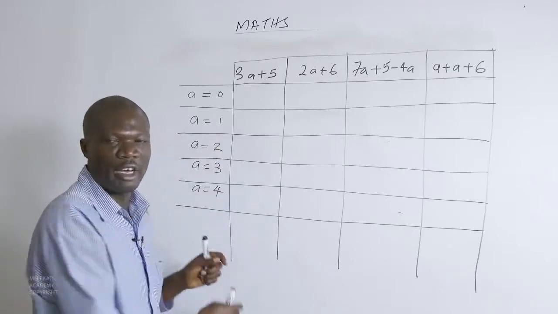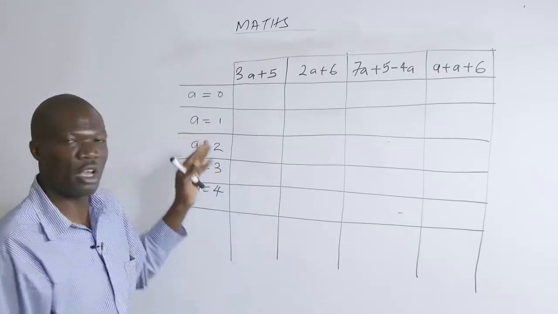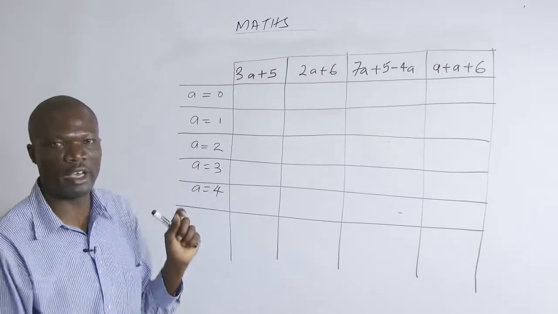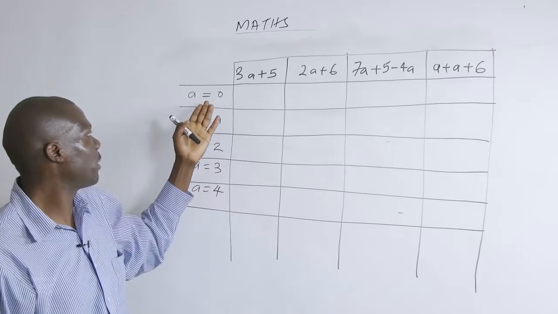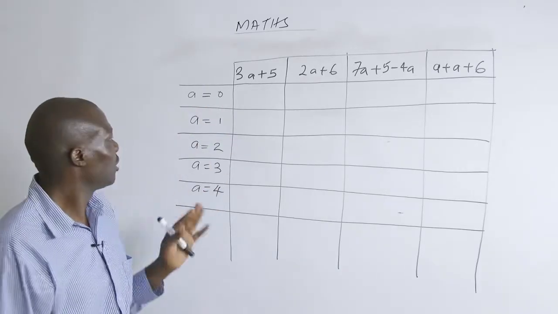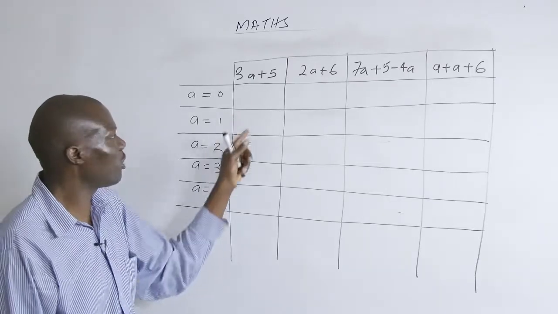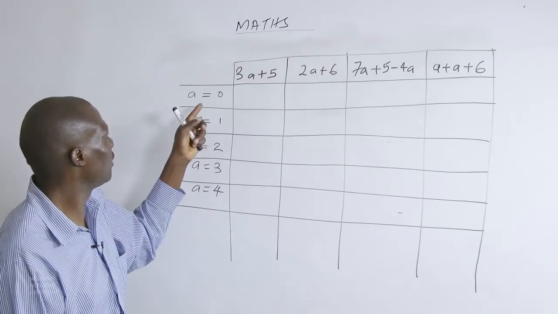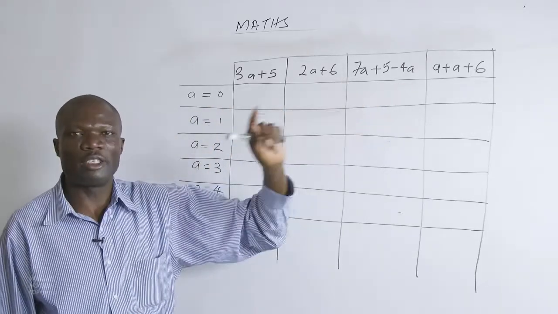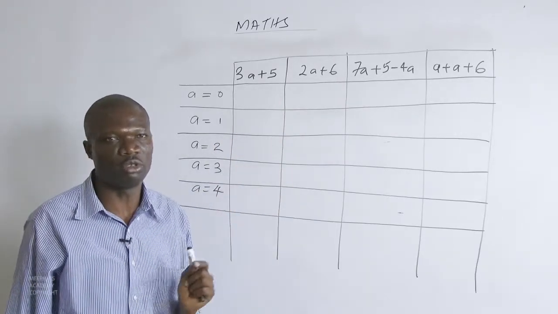On my far left column, we have the values of the pronumeral, that is a. We have assigned a ranging from 0 all the way to 4. So the point here is to substitute at every given place the value of a in each and every algebraic expression and find what values we have.